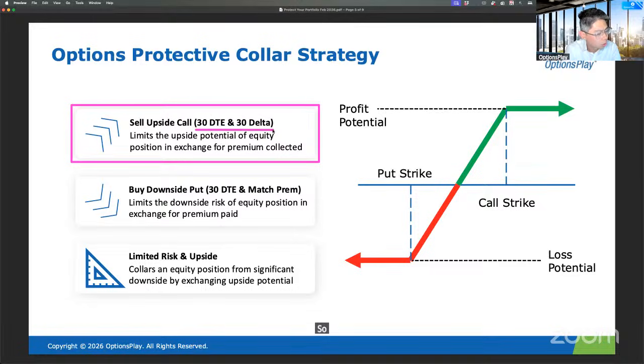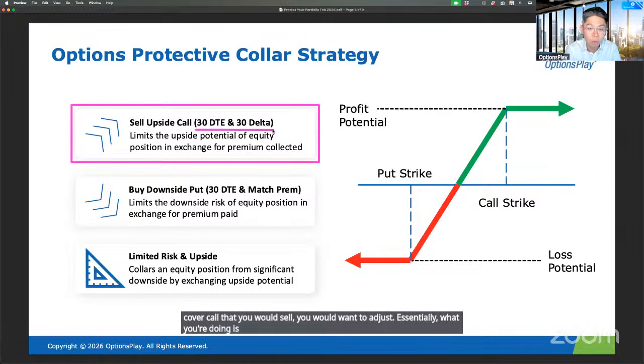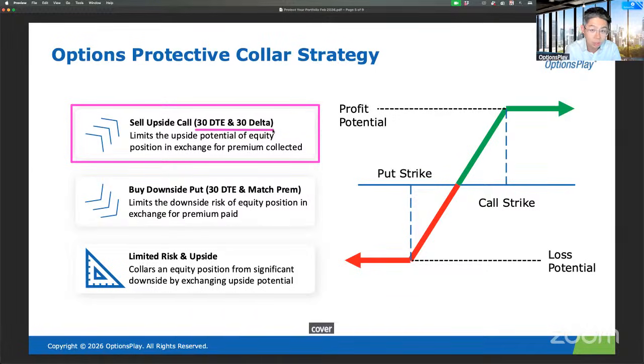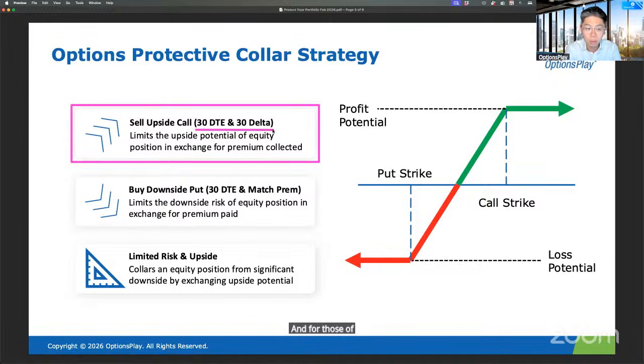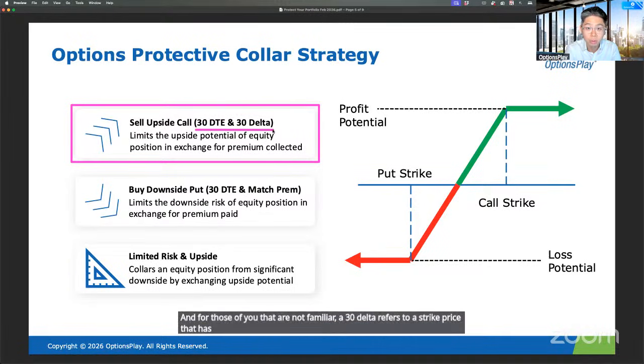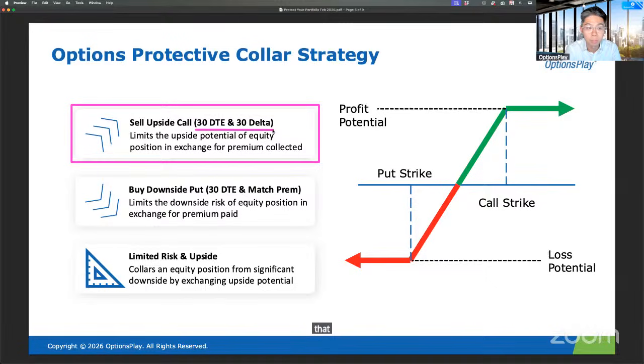So when you are in that specific scenario, the covered call that you would sell, you would want to adjust. Essentially, what you're doing is adjusting to a more aggressive covered call. Normally, we sell about a 10 to 15 delta covered call. Here, we're going to be selling a much more aggressive 30-day, 30 delta covered call. And for those of you that are not familiar, a 30 delta refers to a strike price that has about a 30% chance that the stock will be above that strike price on that expiration date.